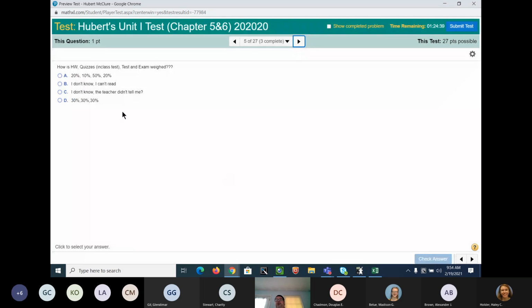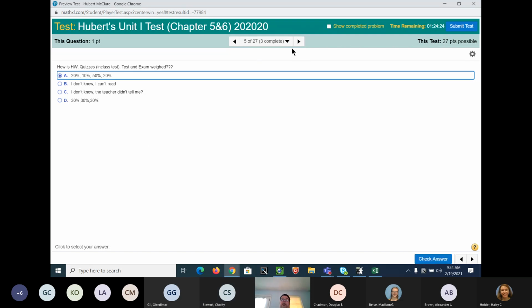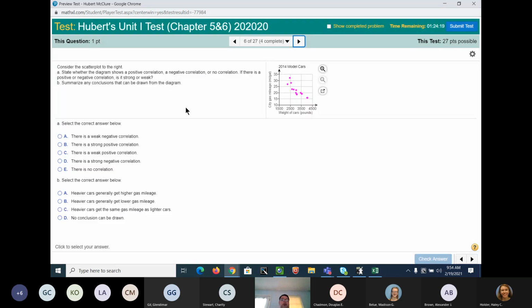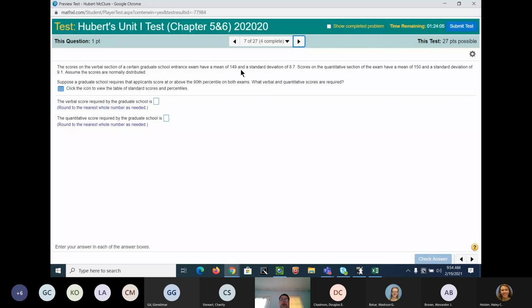Okay, this is one of the most missed bonus questions. Can anybody tell me why 30, 30, 30 is not an answer? It doesn't equal 100, but some of them pick it. Okay, here's a correlation, and they want you to see what kind of correlation it is. I put that one on there to give y'all some points. That's a gimme question.